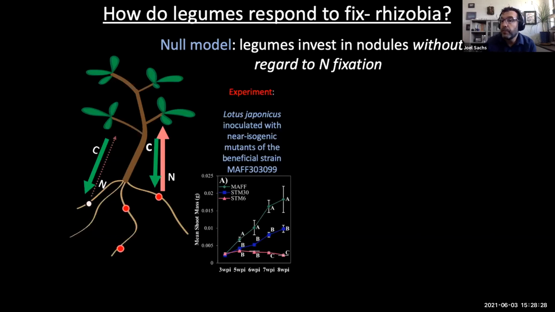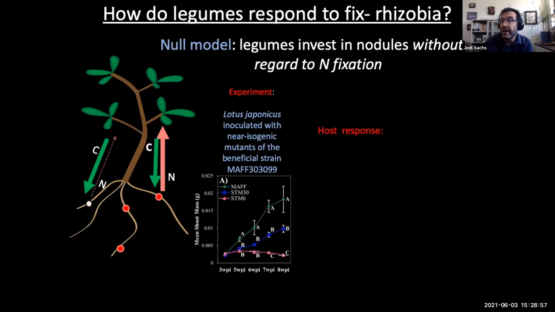So here's a graph of growth of hosts inoculated with these three strains over time. All right, so the green strain is the nitrogen fixing strain. The hosts are growing over time. The pink strain is the non-fixing strain. The hosts are not growing because they're not getting any nitrogen, and we grow them under sterile conditions in nitrogen-free medium. And then we've got the medium strain in between that shows the host has some medium level of benefit.